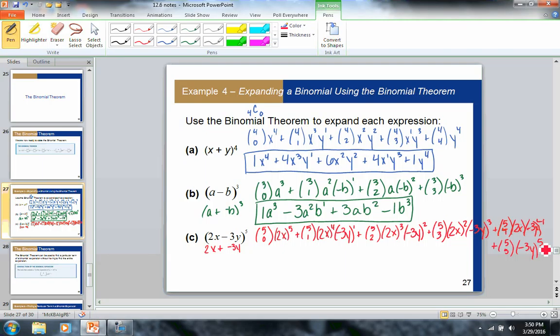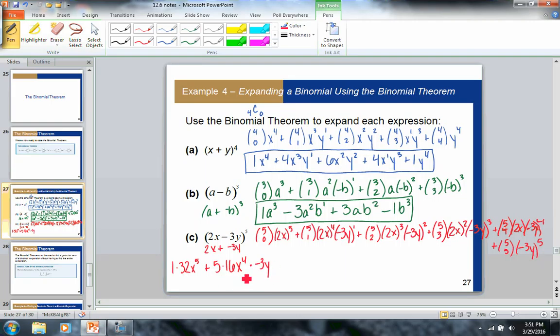Okay. So now the tricky part is we have to evaluate these numbers for the combinations, and then we have to do 2 to the fifth power. And here we're going to have to do 2 to the fourth power, and then negative 3 to the first power. So we're going to get a lot of numbers here. So let me start over here a little bit more. So 5 combination 0, that's going to be a 1. Okay, 2 to the fifth power, that's 32, and then I have x to the fifth. And then 5 combination 1, that's going to be a 5, so I'll have plus 5. Okay, 2 to the fourth power, that's going to be 16, x to the fourth. And then I've got my negative 3 to the first, so that's negative 3. So I'm going to put times negative 3y.